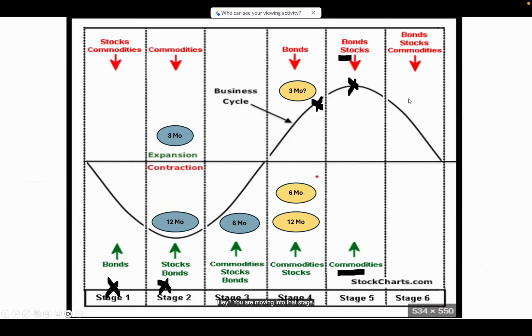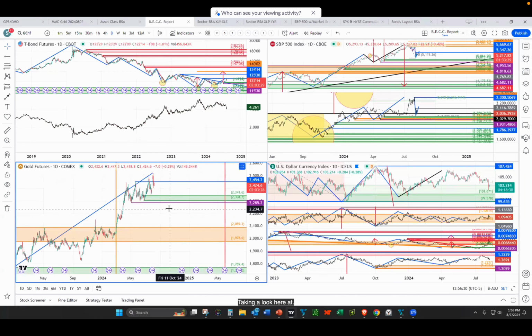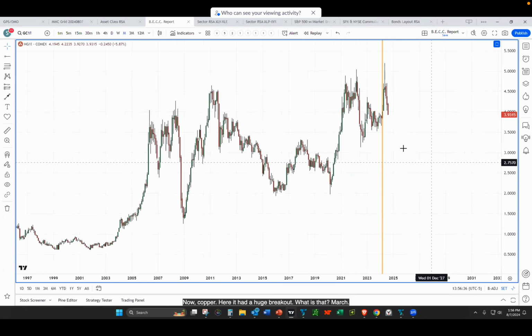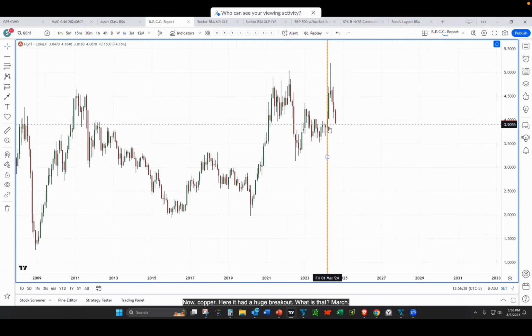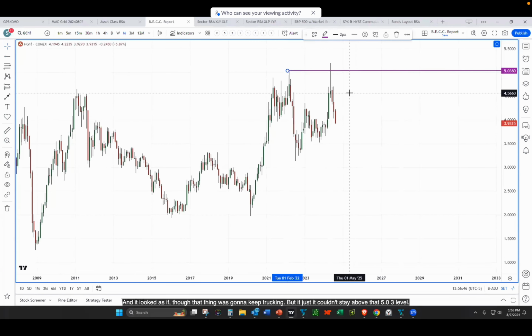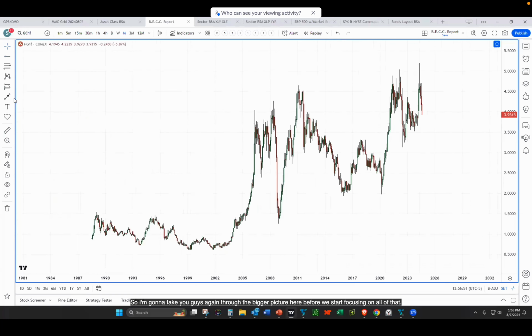you are moving into that stage 6. Taking a look here at copper, same thing. Now, copper here had a huge breakout back in March, April. And it looked as if that thing was going to keep trucking, but it couldn't stay above that 5.03 level.